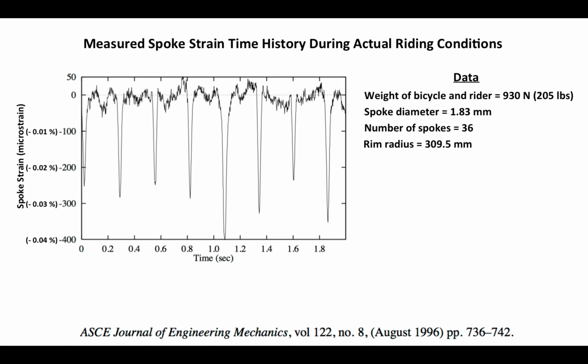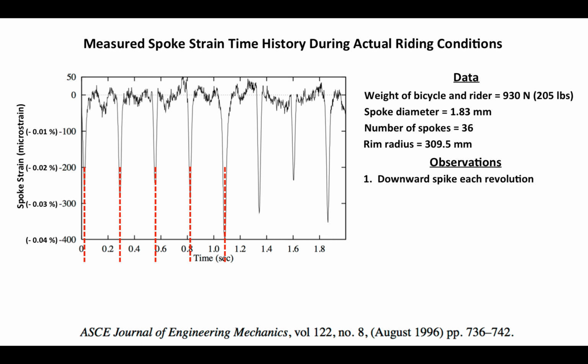Now we can see some observations here. The first one is this, that there is a sharp downward spike with each revolution as the spoke goes through the load-bearing zone. So if I pick any given spoke in the wheel, say this one here, it spikes down at that point. One revolution later, it spikes down again, and then so on. Every revolution of the wheel, the tension as it goes through the load-bearing zone goes down. Each time the spoke goes through the load-bearing zone, the negative strain is accompanied by a reduction of the tension on the spoke.